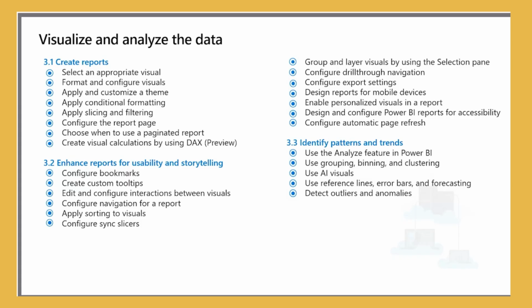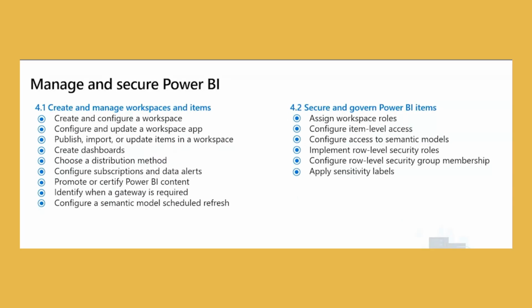The next is how to identify the patterns and trends, and the concept of anomaly detection. Then how do you detect outliers, and you need to know the three types of AI visuals: key influencers visuals, decomposition tree visuals, and Q&A visuals. Next, you need to know the caching concept. Then the very important grouping, binning, and clustering. And you need to know the different types of visualization charts which are available.